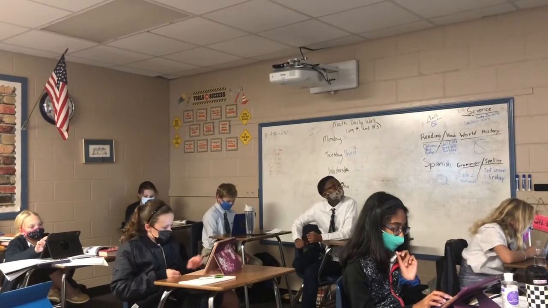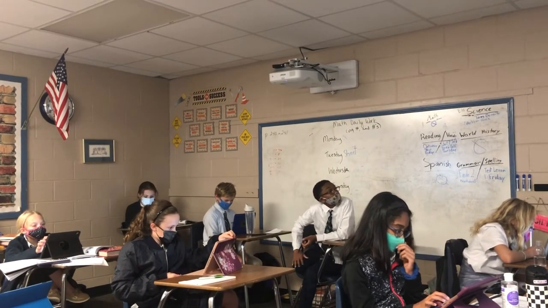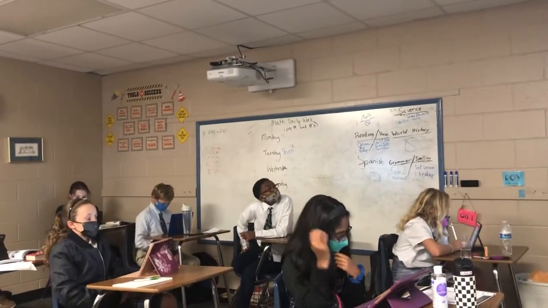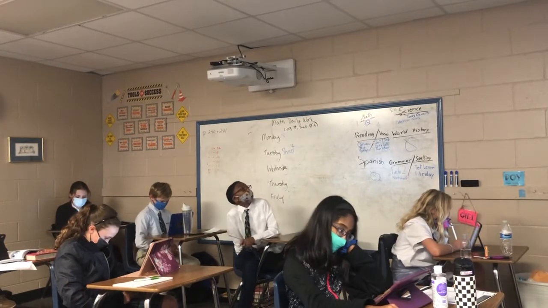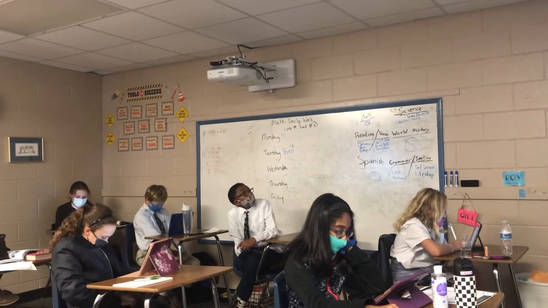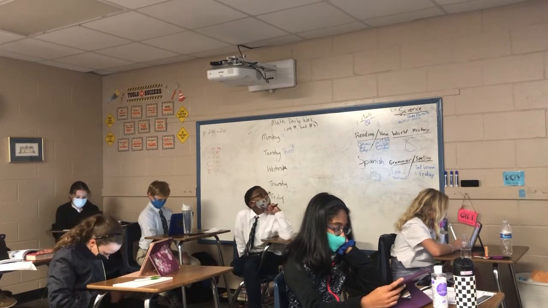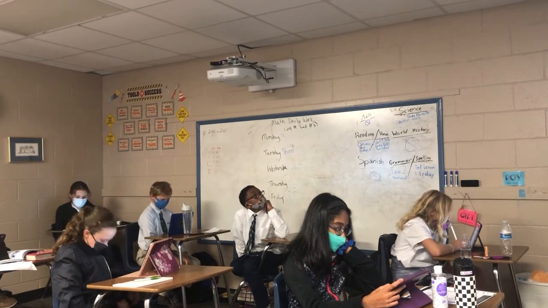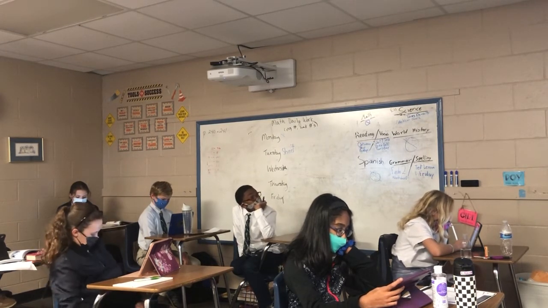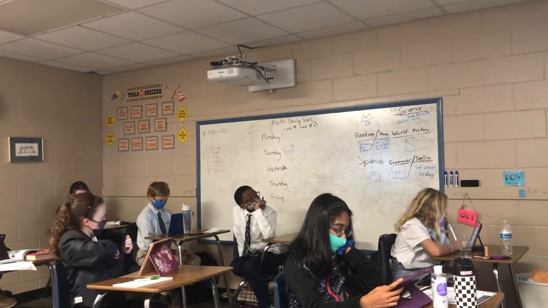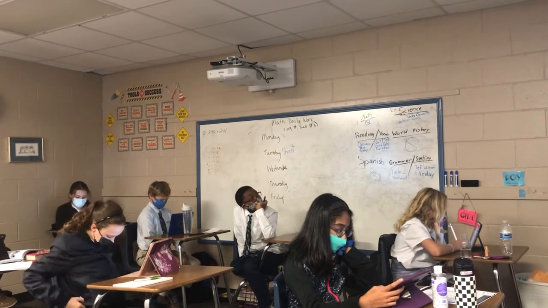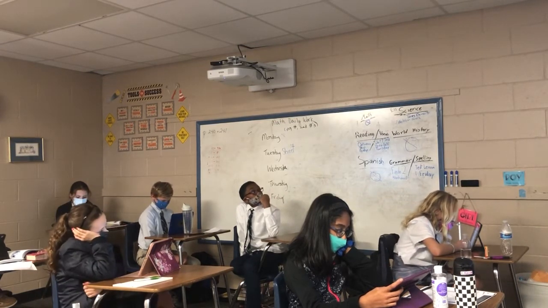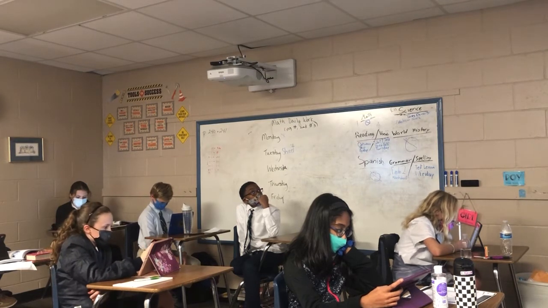Duncan: Whence camest thou, worthy Thane? From Fife, great king, where the Norwegian banners flout the sky and fan our people cold. Norway himself, with terrible numbers, assisted by that most disloyal traitor, the Thane of Cawdor, began a dismal conflict, till that victorious bridegroom, lapped in proof, confronted him with self-comparisons, point against point rebellious, arm against arm, curbing his lavish spirit, and to conclude, the victory fell on us.